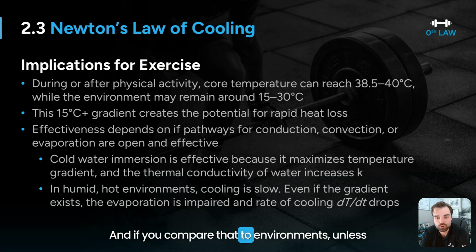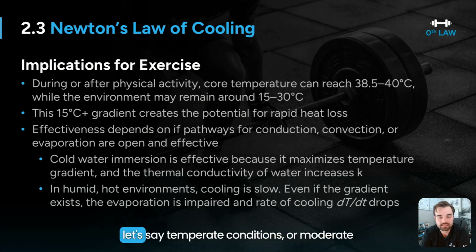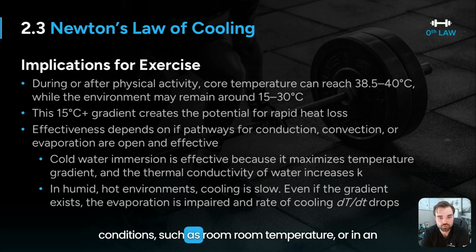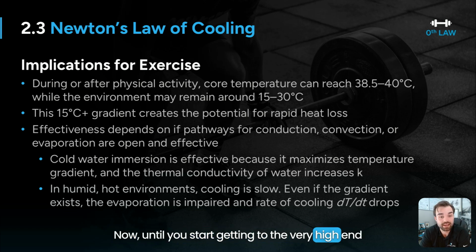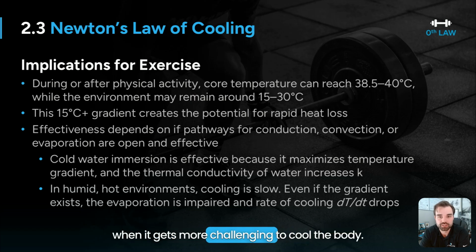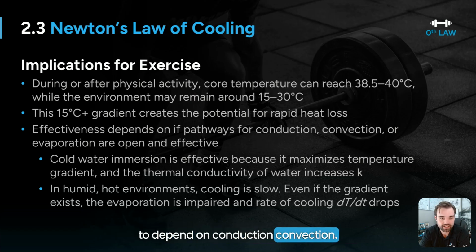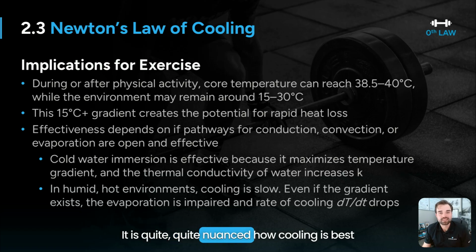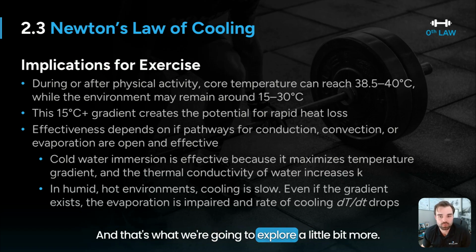And if you compare that to environments, unless you're in extremely hot environments, in most, let's say, temperate or moderate conditions, such as room temperature or an air-conditioned environment, there is a large temperature gradient. Now, until you start getting to the very high end of temperature, that's when you see the gradient start to dissipate, and that's when it gets more challenging to cool the body. So again, effectiveness is going to depend on conduction, convection. It is quite nuanced how cooling is best conducted depending on the environment and the medium, and that's what we're going to explore a little bit more.